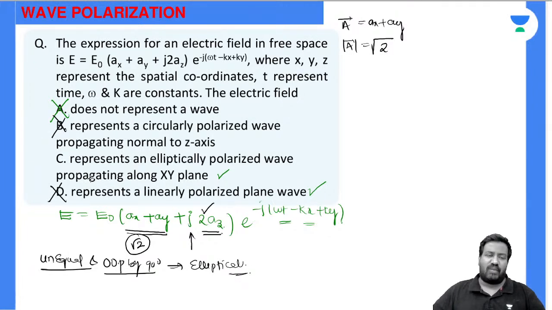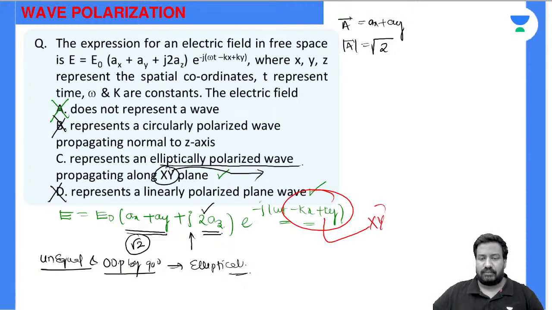It must be C. But what this option is saying: represents an elliptically polarized wave propagating in XY plane. How can you determine whether it is moving in XY plane? Exactly, precisely, this term will tell you. Minus Kx plus Ky, XY, moving in XY plane. Got it? So option C is the answer. Now, is that clear?